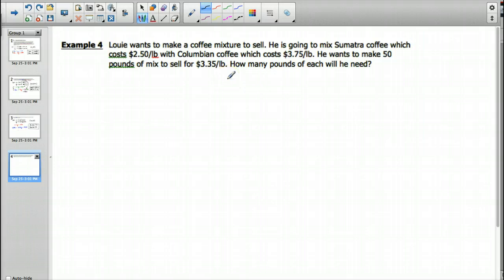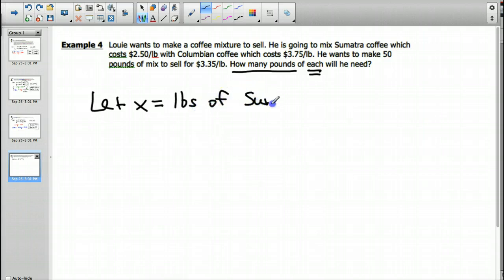This is going to be another mixture problem. The only difference for this one is, instead of a concentration, we've got a cost per pound, but it's going to be set up similar to number 2. So we want to know, again, how many pounds of each of the types of coffee will he need. So I'm going to let X be pounds of my first type of coffee, which is my Sumatra, and Y is going to be the pounds of my Colombian.